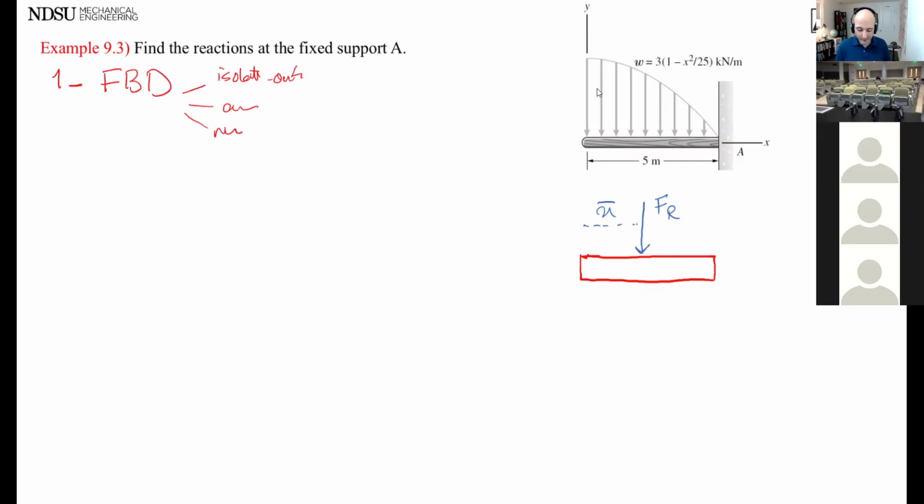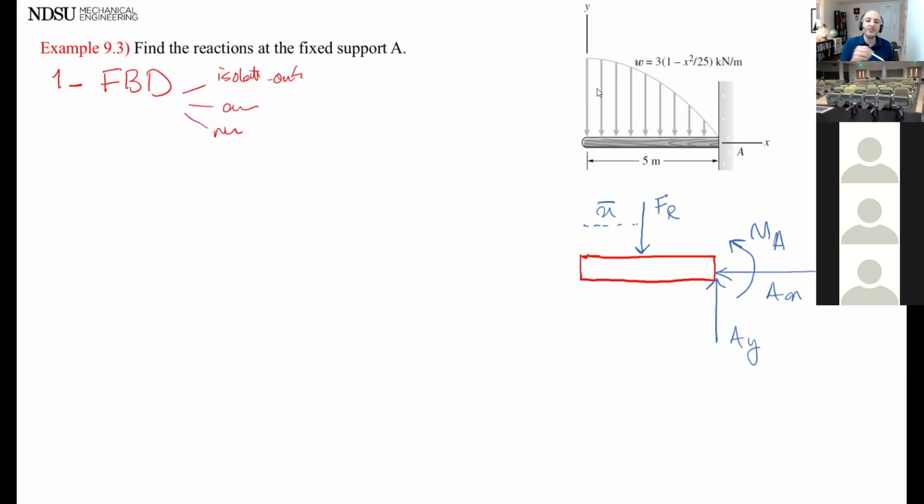X and Y, and moment. Fixed support does not move in X, does not move in Y, does not rotate. So it's going to be AY, going to be AX, or the other way, doesn't really matter, and a moment. Okay, so that's the first step I got to do.